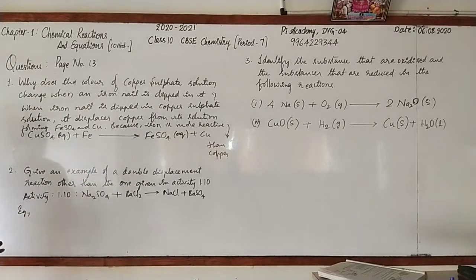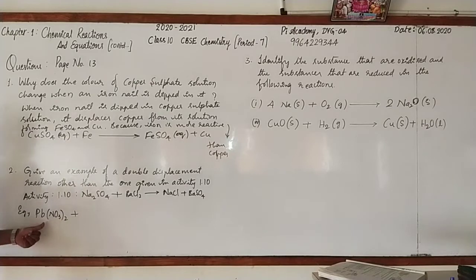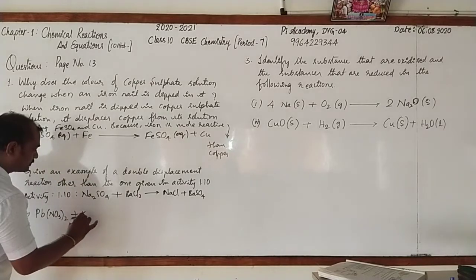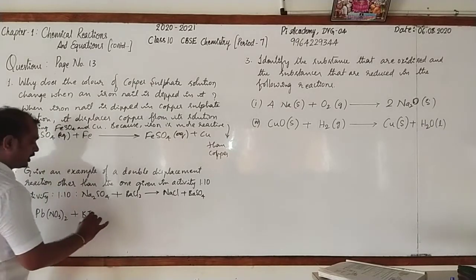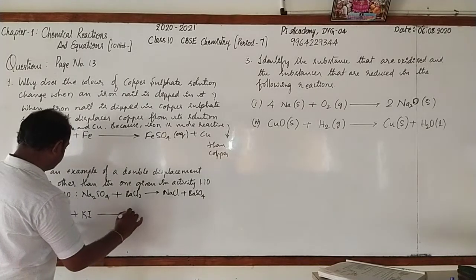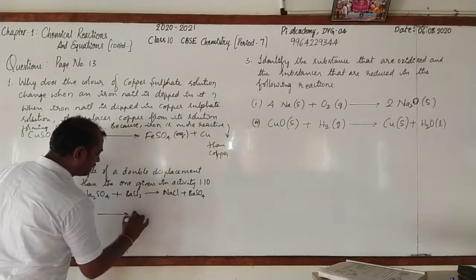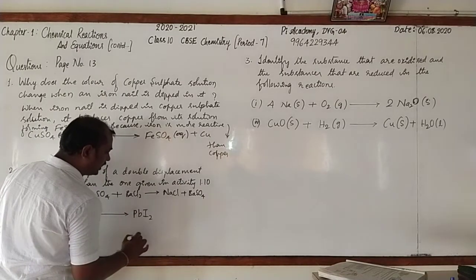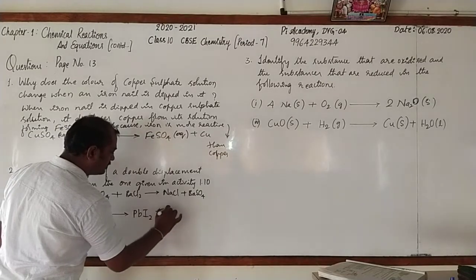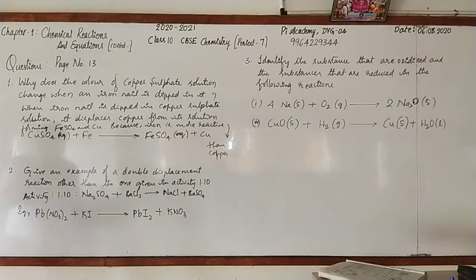Here I'll write the example. You may take Pb(NO3)2, aqueous solution of lead nitrate. It reacts with aqueous solution of potassium iodide and produces potassium nitrate and lead iodide. You can write PbI2, lead iodide, which is a precipitate, plus KNO3. It should be balanced by yourself only. Next I will take one more example.